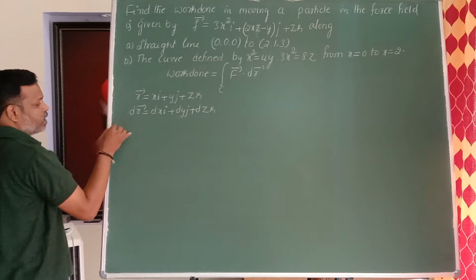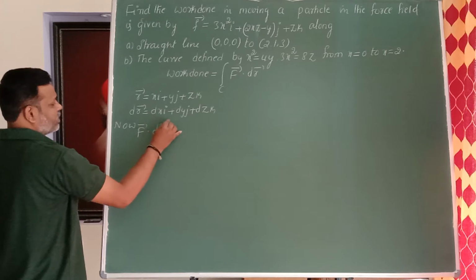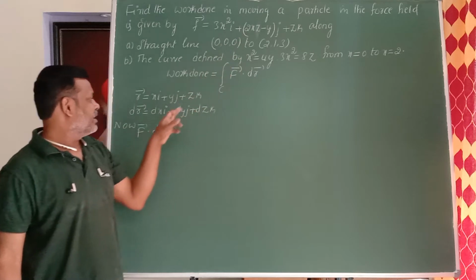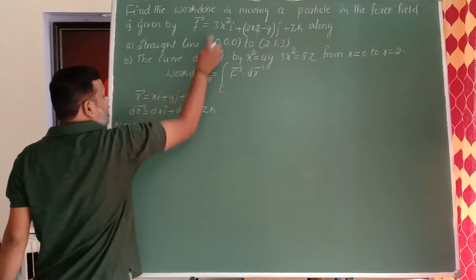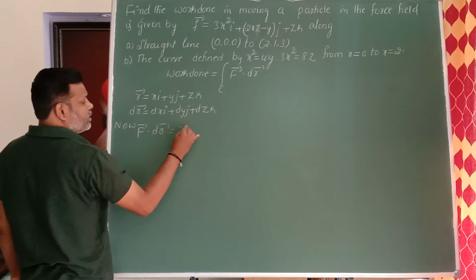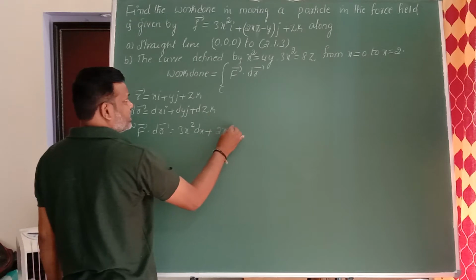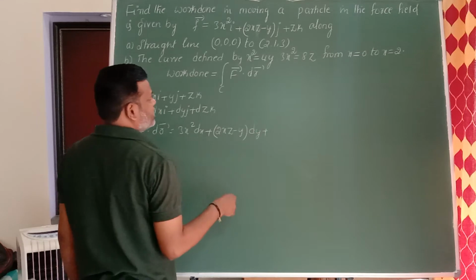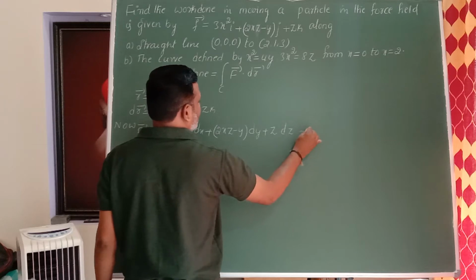Got my point? So now we have to find out F vector dot dr vector. Component-wise multiplication. Here we have F vector along with ijk, and here also dr vector along ijk. Just component-wise multiplication. So i dot i is 1, j dot j is 1, k dot k is 1. Then 3x square into dx plus the second quantity, 2xz minus y into dy, plus the third quantity, z into dz. That will be the first equation.